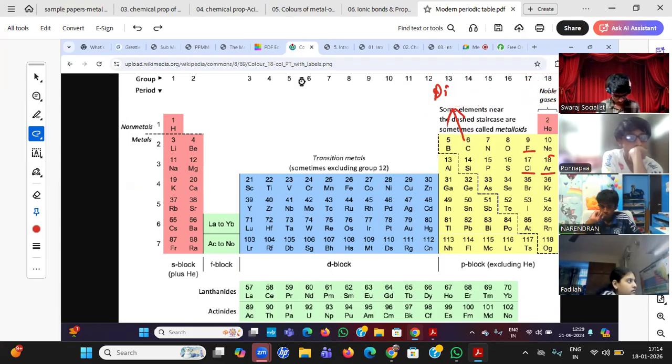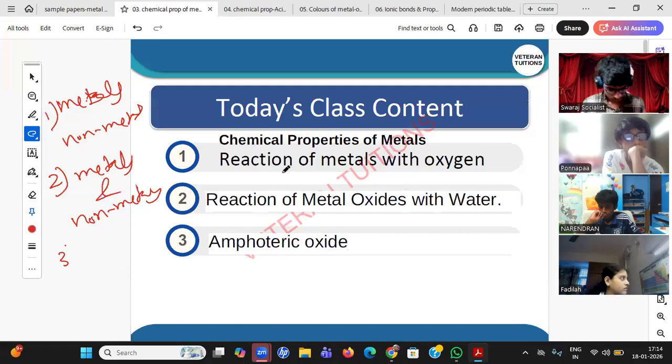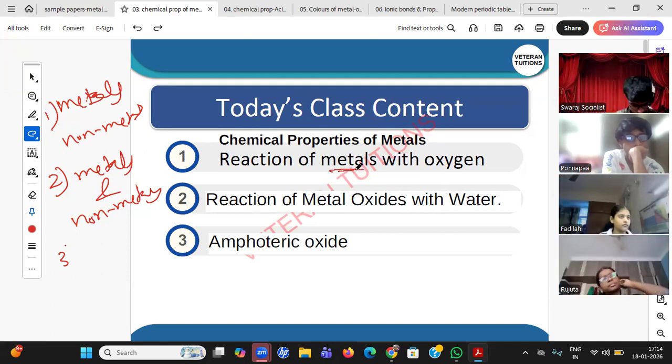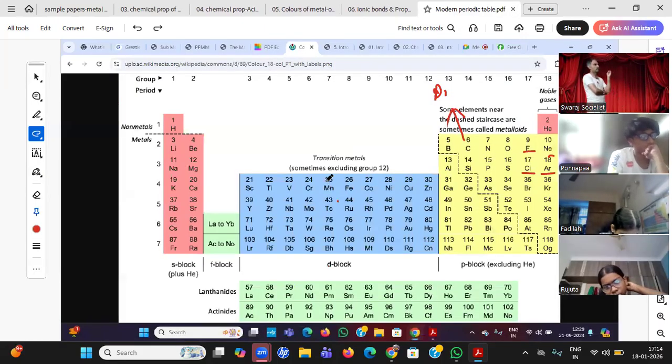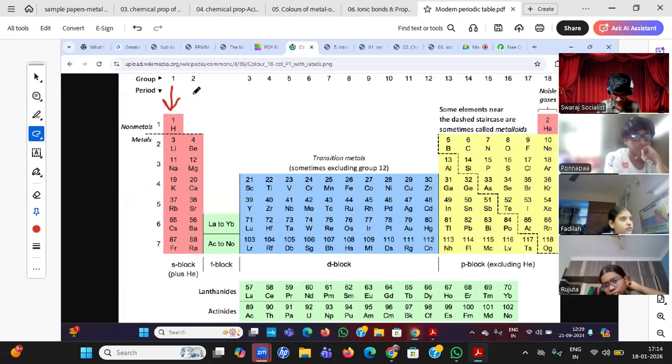Then we finally entered into the chemical properties, students. Chemical properties of metals we have seen. We saw two things: metals with oxygen, what happens, and what happens if they react with water. Let me give you a quick recap. We went group wise: group number one, group number two, group number three, we went like this, students.